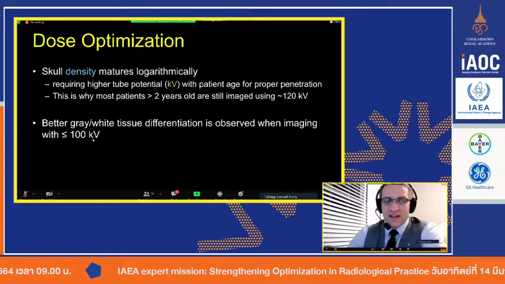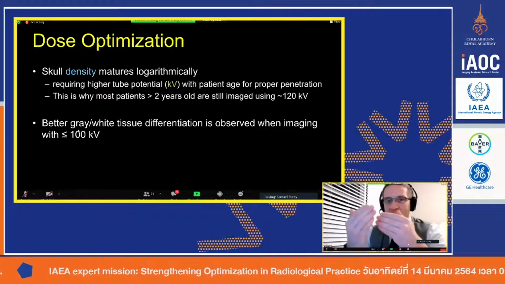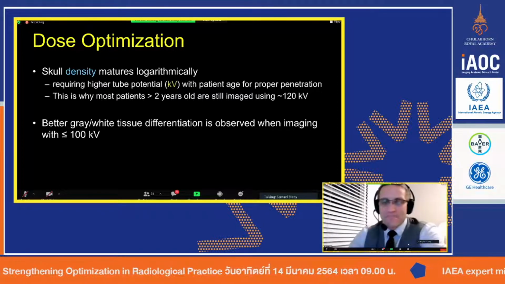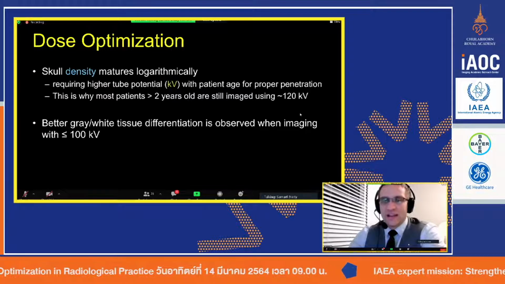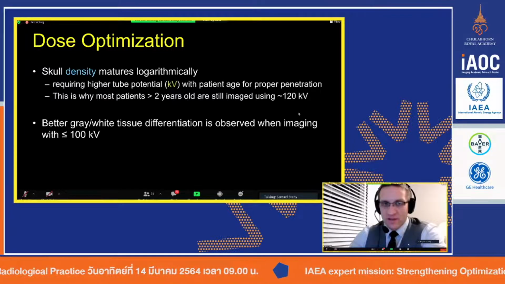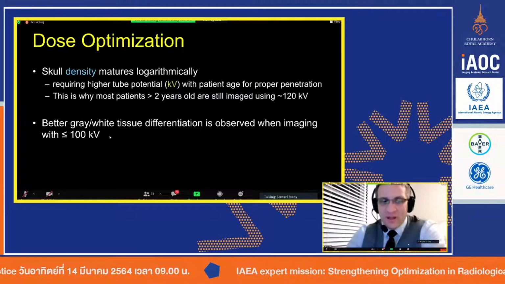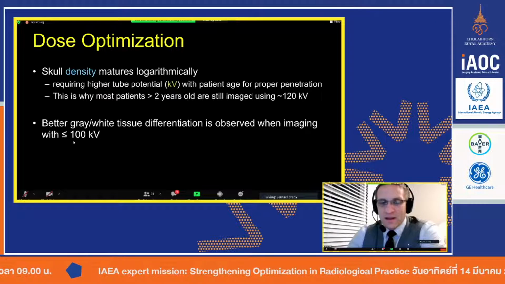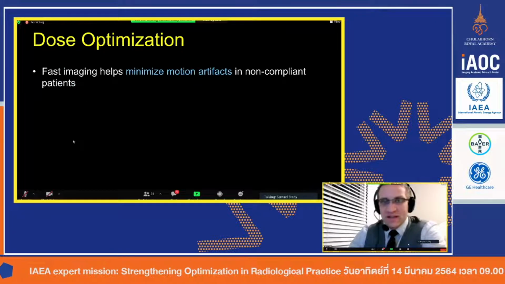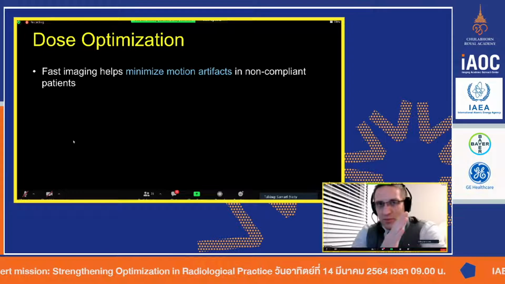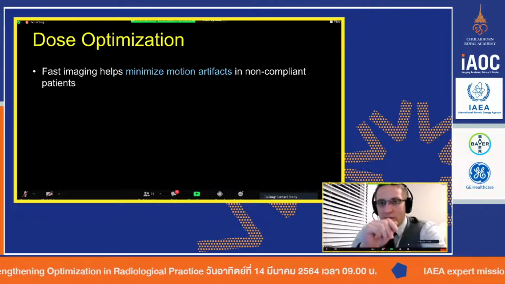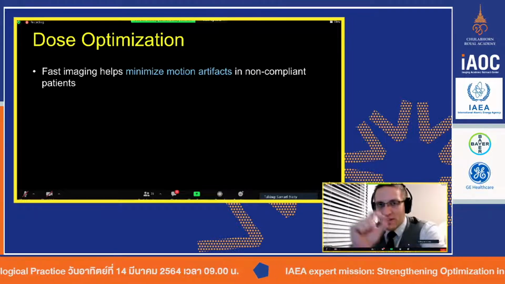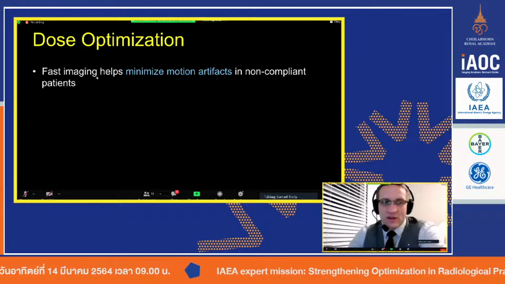Now, the caveat to that is you really get better gray-white differentiation, better contrast at 100 or less kV. The higher the kV, the lower the inherent contrast in the image. And so in a perfect world, we'd really like to image using 100 kV. But that's why we set several protocols, 5 of them up, so that we can image several of them at 100 kV for the little kids, and then a couple and the rest at 120.